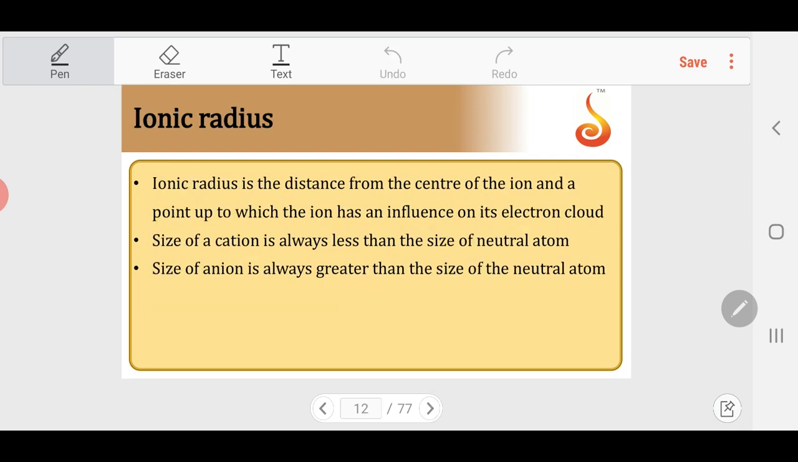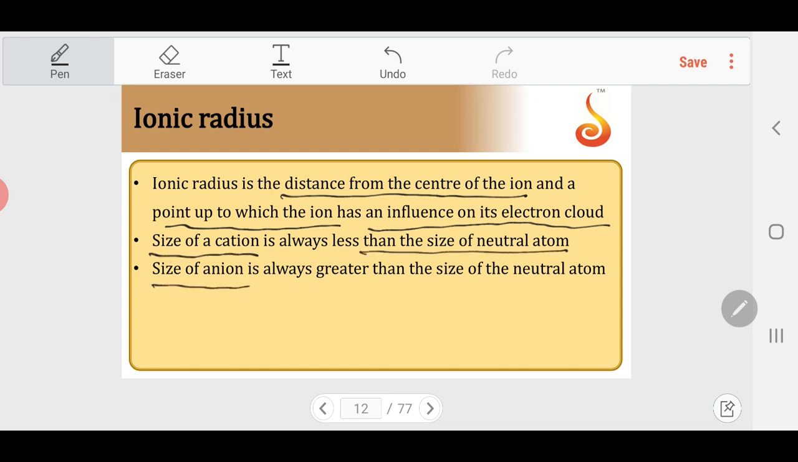Ionic radius. The ionic radius is the distance from the center of the ion to a point up to which there is an influence of its electron cloud. Generally in ionic compounds, the distance between the two nuclei will be the sum of the ionic radii of the cation and anion. A cation is formed by loss of an electron, so the electron cloud shrinks, and an anion is formed by adding an electron, so the electron cloud expands. As a result, the size of a cation is always less than the neutral atom, and the size of an anion is always greater than the neutral atom.